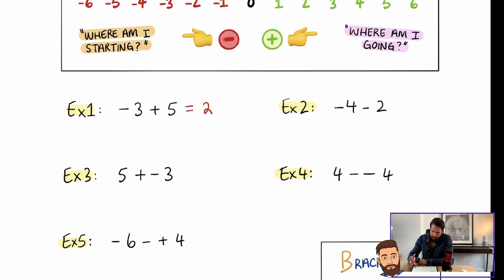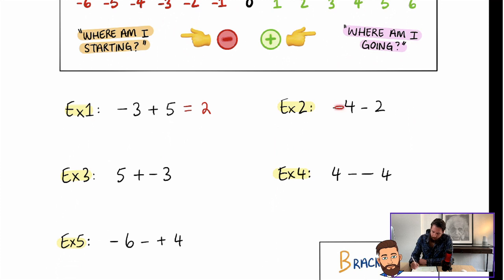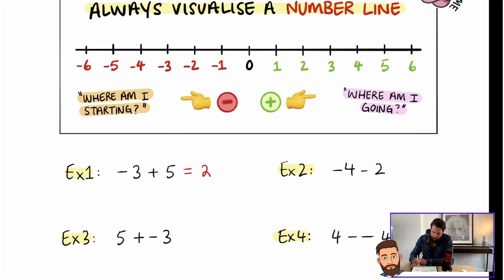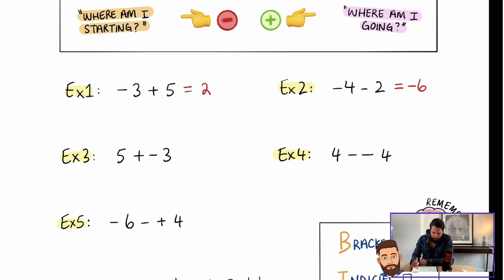So example 2, -4 - 2. What does that mean? It means that I'm starting at -4, because that's the first number that I've seen, and I'm taking away 2. So if I go down 2, I'm going to get to -6. Example 3, 5 + -3.